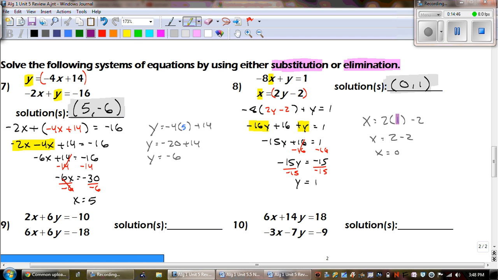I plugged it back in and we get x equals 2y minus 2. 2 minus 2 is 0. Now, just because it's 0, it doesn't mean no solution or infinite solutions. We're talking about the number 0. Okay?